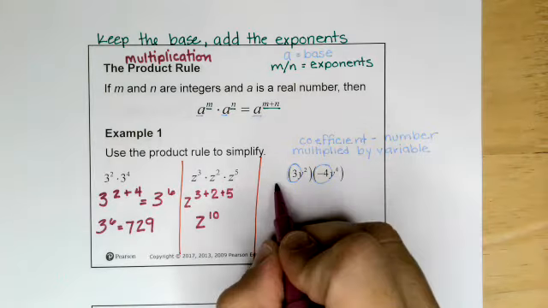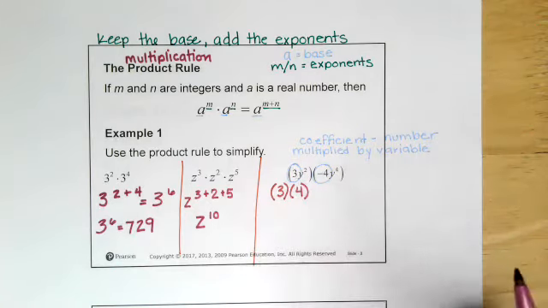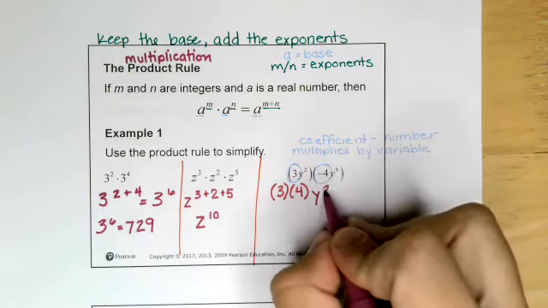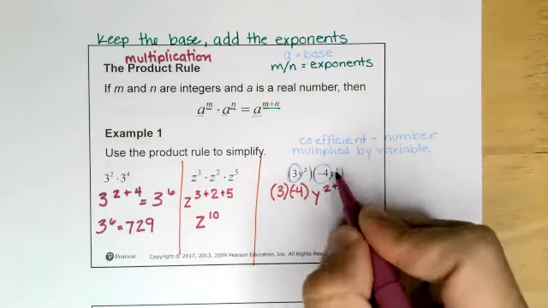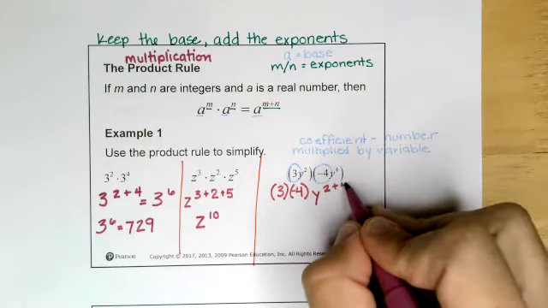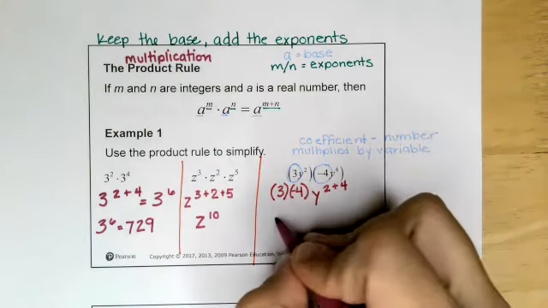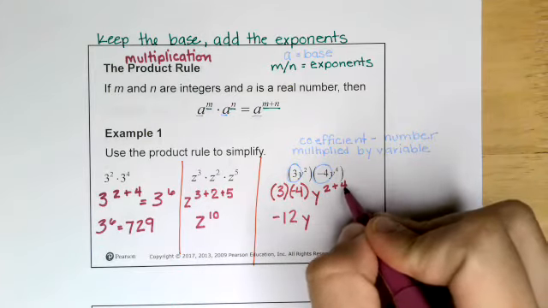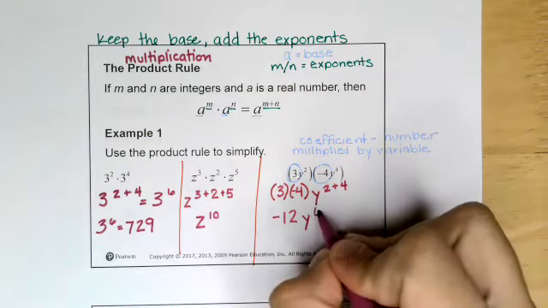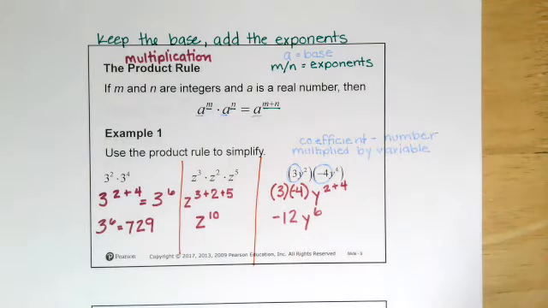So here we would say 3 and 4 go together, and then y2, ooh, sorry, it's a negative 4. y2 and then y4 become y2 plus 4. 3 times negative 4 is negative 12. y2 times y to the fourth becomes y to the sixth. And since I don't know what y is, that is as simple as I can make it. Okay.